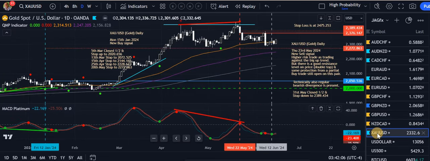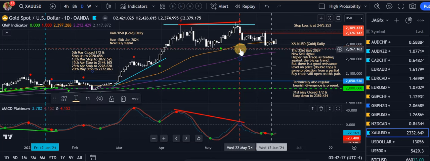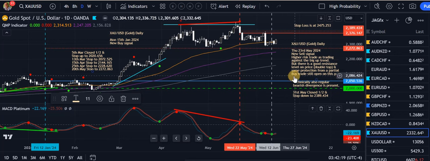Gold, we're stuck in no man's land still. We're in this buy still from back on the 15th of Jan. So stops up there. There's all my trade management. You can have a read of that. And we took a sell on the 23rd of May, and it came. You can read my 31st of May closed half.